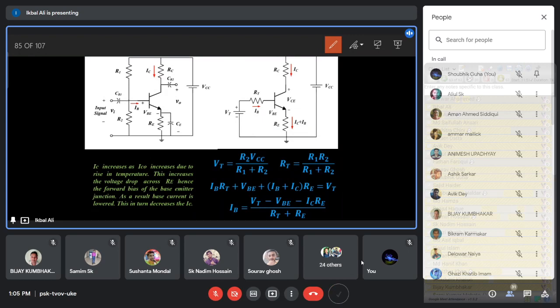Then the second biasing circuit is the collector to base bias circuit, where also you can get a load line and Q point, because the transistor has the output characteristics. So the output KVL equation will give you the load line. The intersection solution point is the Q point. You can get it from that biasing circuit also.